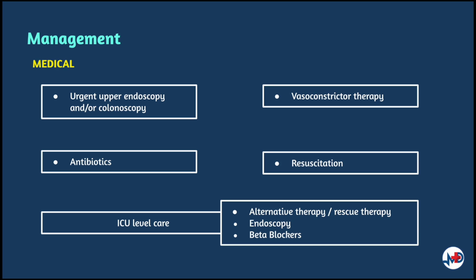Vasoconstrictor therapy is given to reduce splanchnic flow. An example of a medication that can be given would be terlipressin. It's the only agent which has been shown to improve control of bleeding and survival. Other than that, you may also consider octreotide, which is a somatostatin analogue. Antibiotics can be given prophylactically, which reduces incidence of bacterial infection and significantly reduces early rebleeding. And finally, resuscitation is done promptly with caution to maintain hemodynamic stability.